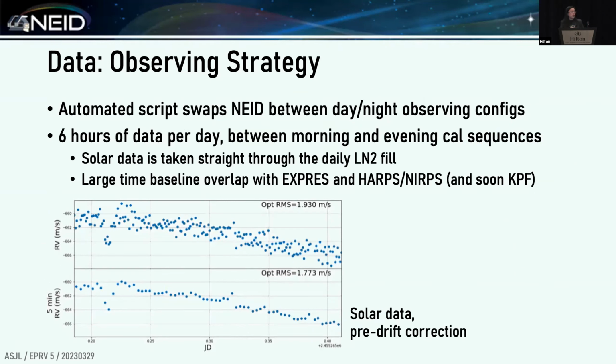The bottom plot here is showing that before we do the drift correction, we can actually see this disturbance from the LN2 fill in our solar RVs. Obviously this is all taken out by the pipeline to get final RVs, so you only see them in preliminary stages. Our location at Kitt Peak means that we have a very large time baseline overlap for solar data with EXPRES and also HARPS and NIRPS in the south, and also soon KPF. This will allow us to compare multiple solar data sets together.